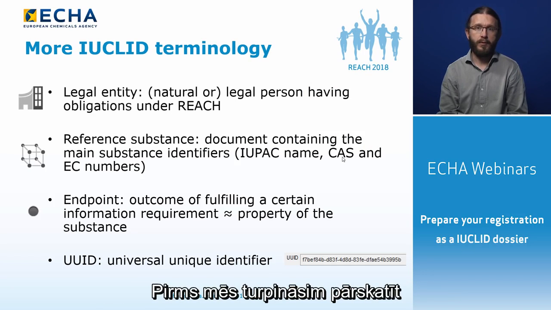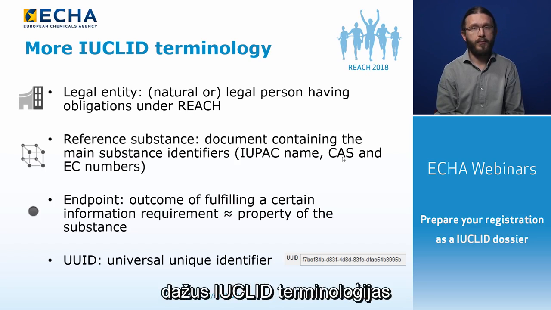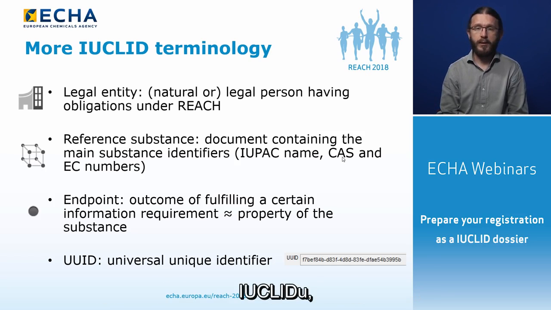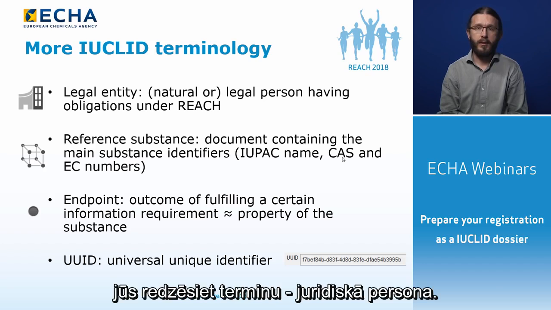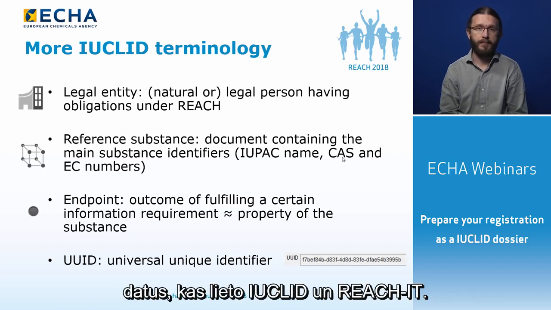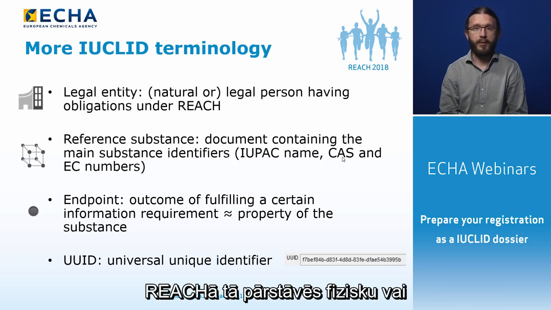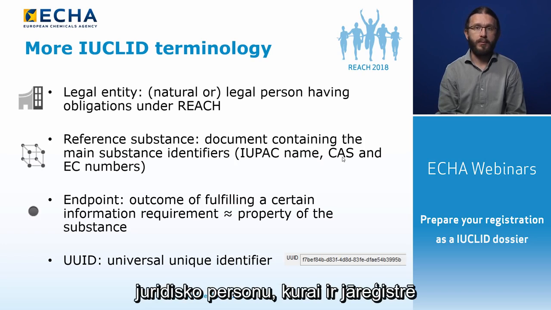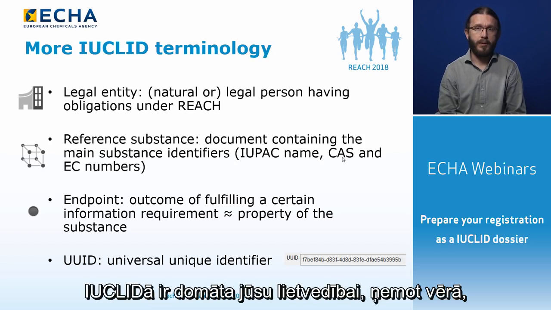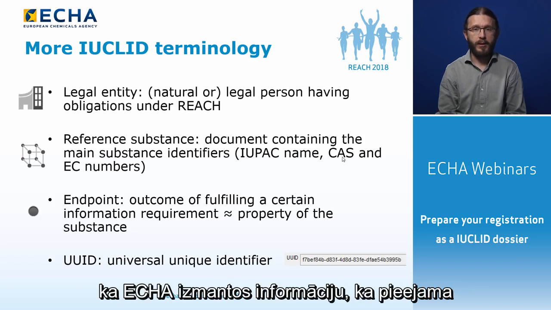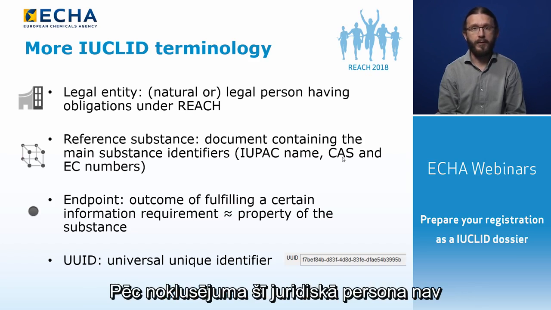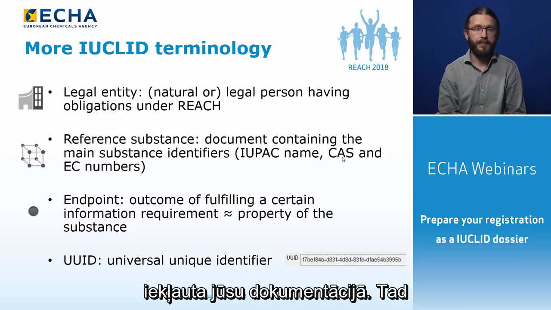Before we continue with an overview of the data managed in IUCLID, let's go through some key elements of IUCLID terminology. First of all, when using IUCLID, you will see the term legal entity. A legal entity is a document containing the details of the organization using IUCLID. This will represent a natural or legal person who has to register a substance. The information given in IUCLID is for your own record keeping, as ECHA will use the information given in ECHA accounts or in REACH-IT instead. By default, this legal entity is not included in your dossier.